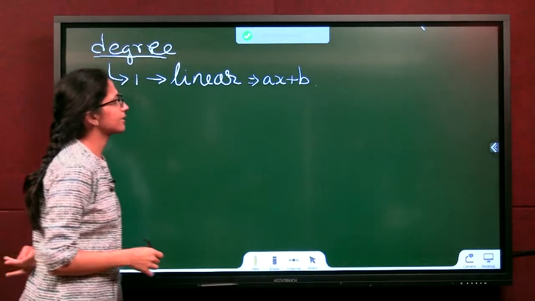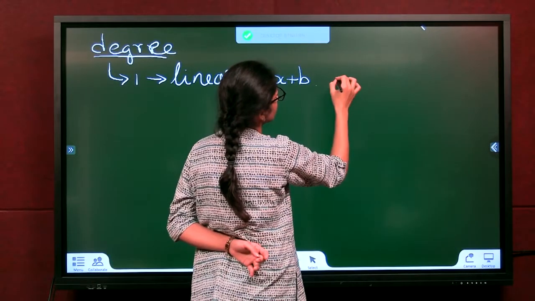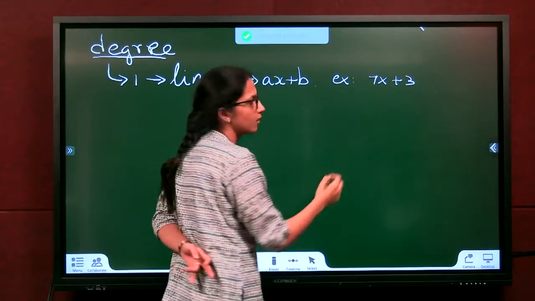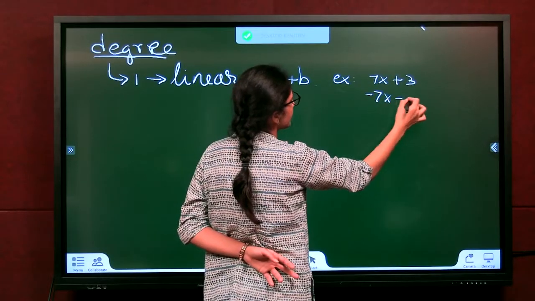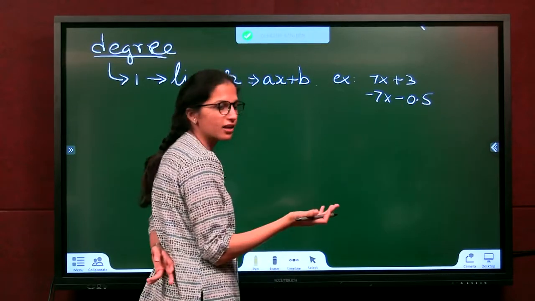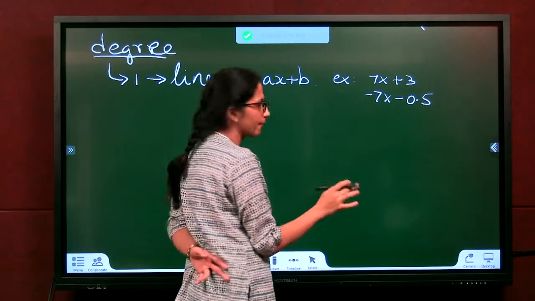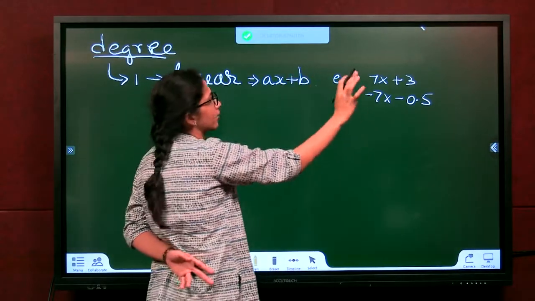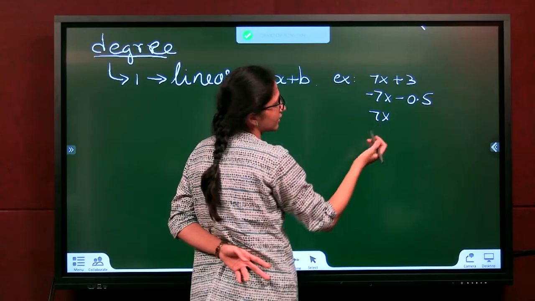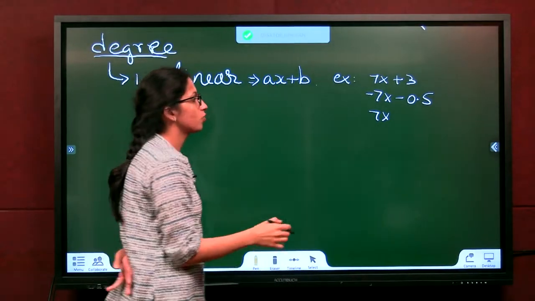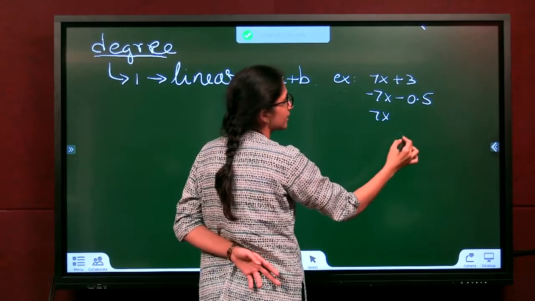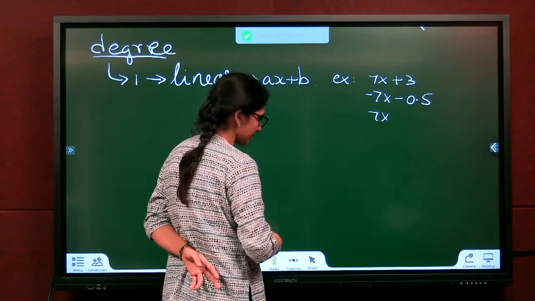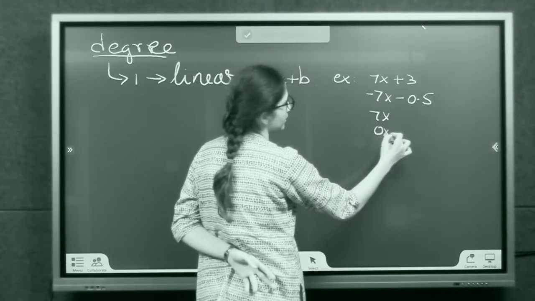Okay? Examples: 7x plus 3, minus 7x minus 0.5. Negatives allowed, root is allowed, the numbers can be anything. Next, what if the constant term is missing? No problem. 7x also allowed. What if the 3 is missing? No problem. But what if the x term is only missing? You know, this is 0x plus 3.